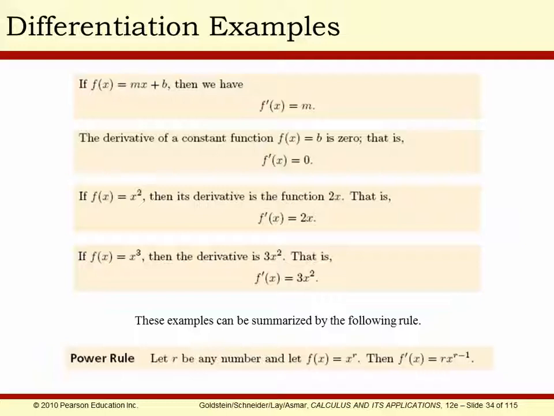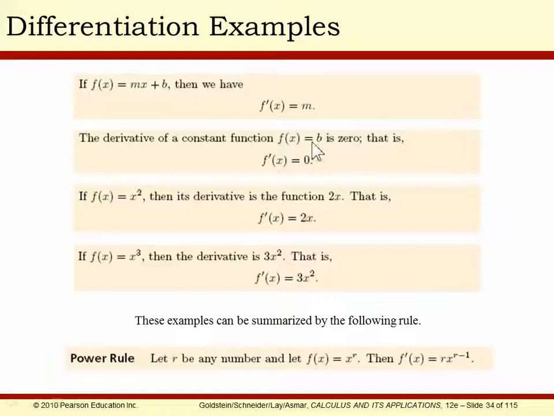But for now, the first one, if we have a line, the slope of the line is m. So if your function is a straight line, f of x equals mx plus b, then f prime of x is just the slope of the line. It's just m. So if your function is a straight line, the derivative of the line is just the slope. It's m.